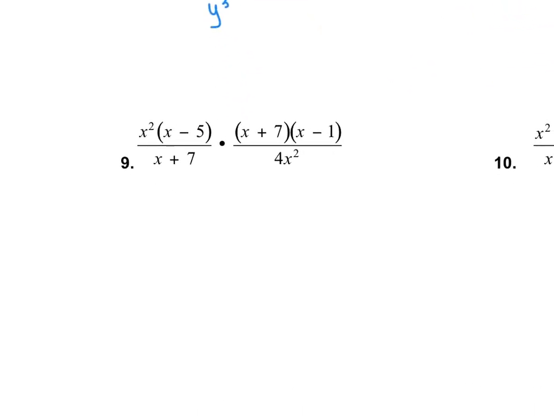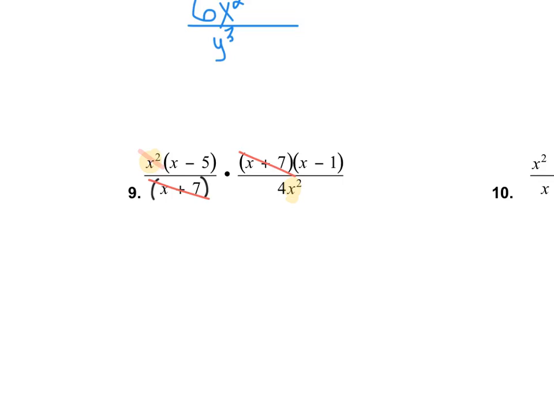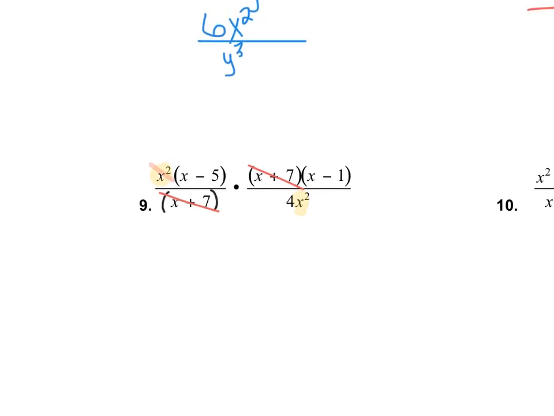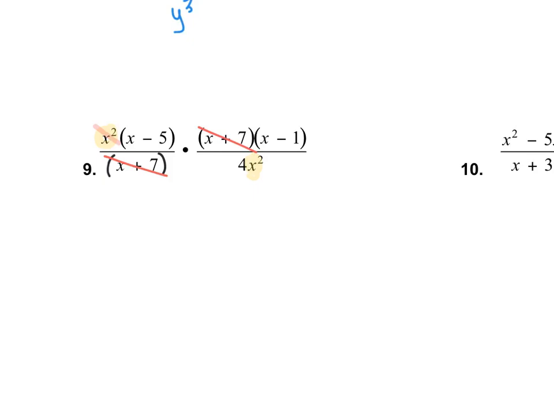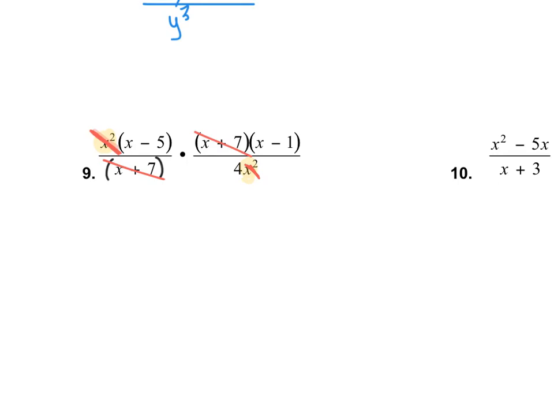On number 9, again, this one is already factored for us. We can, let's use red, cross out the x plus 7 and the x plus 7. We can also look at this x squared and this x squared, which are also going to cancel each other out. That x squared right there, and that x squared, not the 4, just the x squared cancels, and we are left with x minus 5 times x minus 1 over 4.